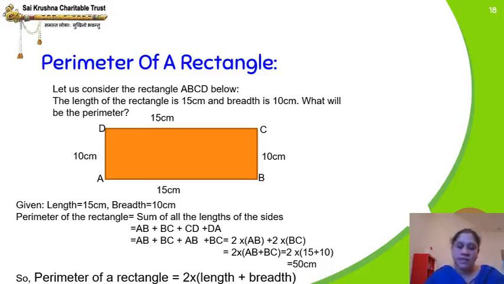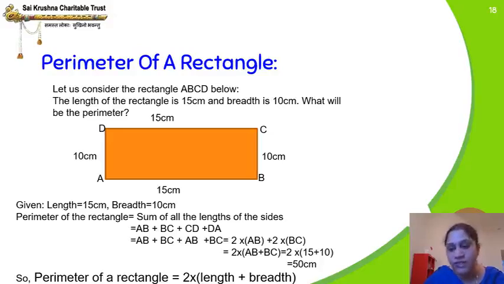So let us consider this rectangle below. They're saying it is ABCD and the question is: the length of the rectangle is 15 centimeters, breadth is 10 centimeters. What will be the perimeter? So I have taken the rectangle A, B, C, D and now I have AB as 15 centimeters which is the length and BC as 10 centimeters which is the breadth. And in a rectangle, you know that opposite sides are equal.